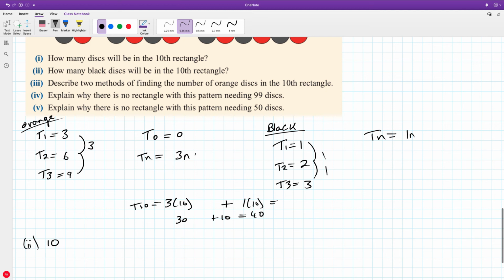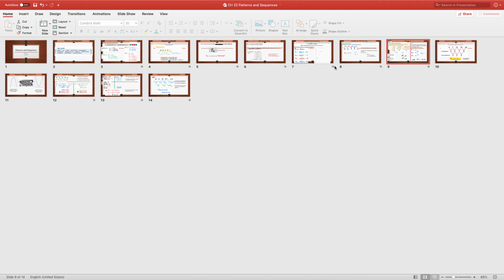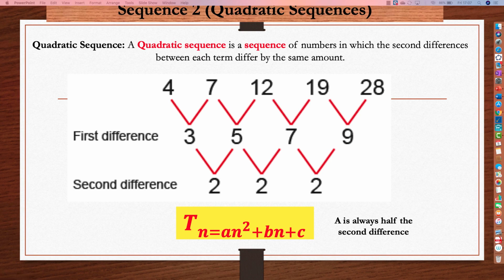Describe 2 ways of finding the number of orange discs in the 10th rectangle. You can count them up, or you could do like we did there. Get patterns. Is that okay? Right. Let's move on to the last little bit in patterns then. So, the last little bit in patterns, small but harder, is this. So, what we've been dealing with so far is something known as a linear pattern.